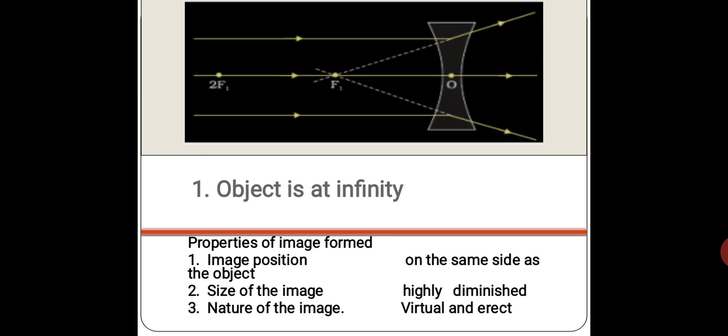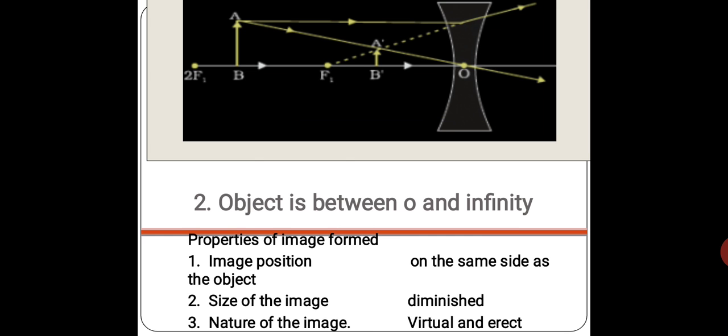The position of the image will be on the same side of the object and the size of the image will be highly diminished, or simply a point-sized image will be formed, and the nature of the image will be virtual and erect because here the actual refracted rays do not meet. We are extrapolating the refracted rays to meet at a point. So the image thus formed will be a virtual and erect image.